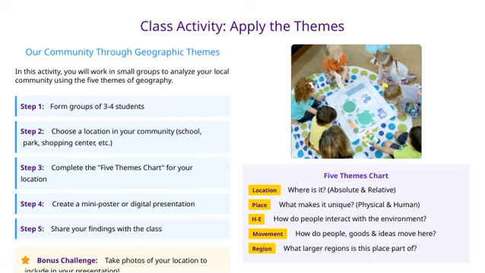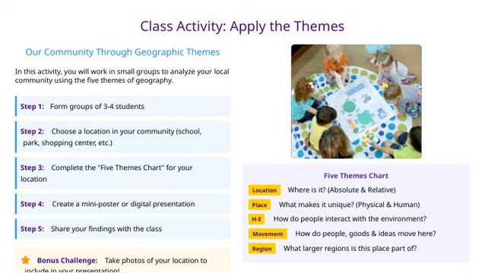First, think about the location. Where exactly is it? This includes both absolute location, like coordinates, and relative location, like nearby landmarks. Then, consider the place. What makes this spot unique? Think about physical features like buildings or natural surroundings, as well as human aspects like how people have shaped it. Moving on, consider how people interact with the environment here. Do they modify it, adapt to it, or depend on it in some way? The 4th theme is movement. How do people, goods, and ideas move in and out of this location?